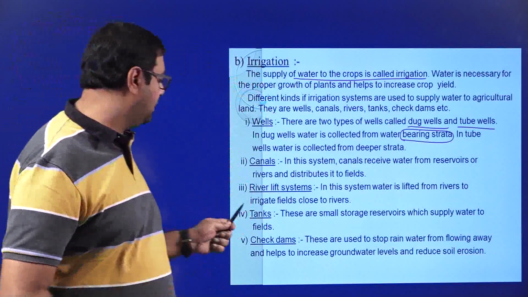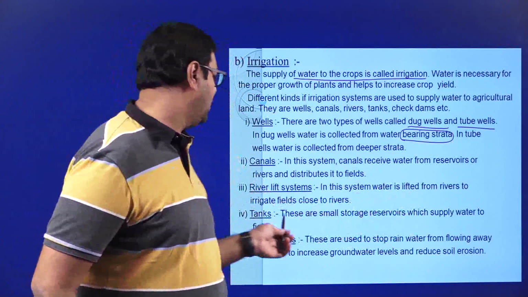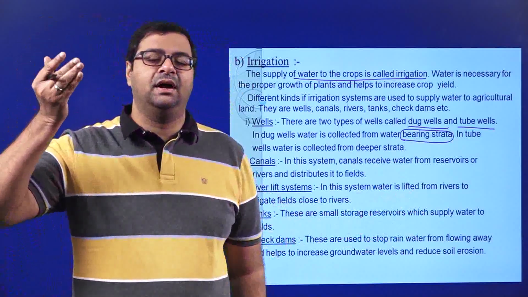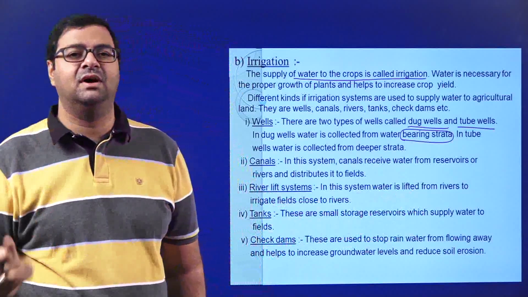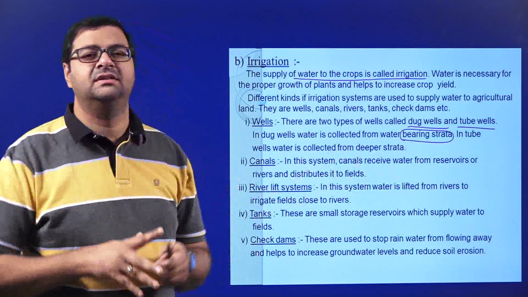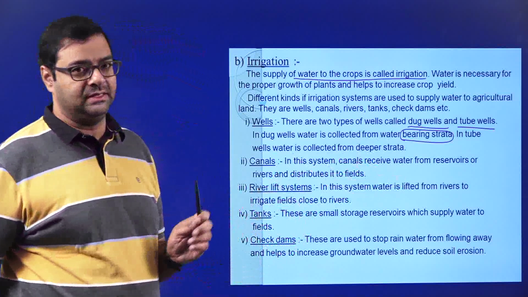Then you have tanks. These are small storage reservoirs which supply water to the field. So simple tanks are nothing but like the overhead tank you have, which supplies water to our home. Similarly, for crops also you have tanks. They are small storage reservoirs, and they supply water to the fields.